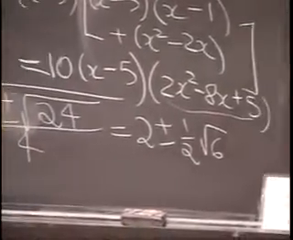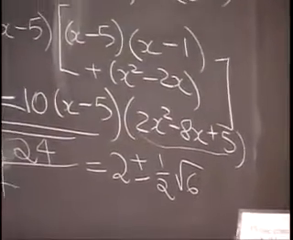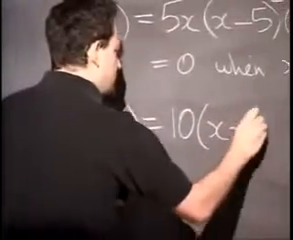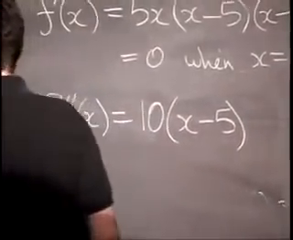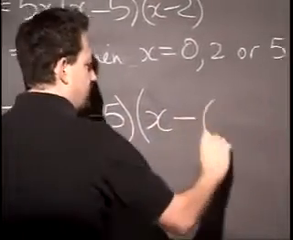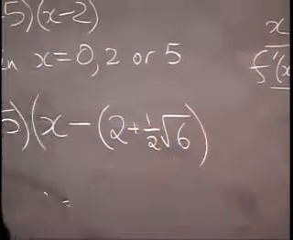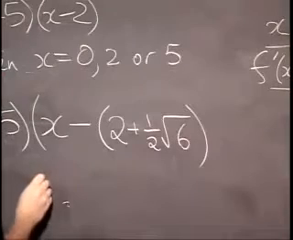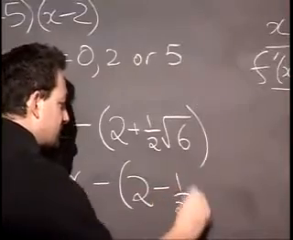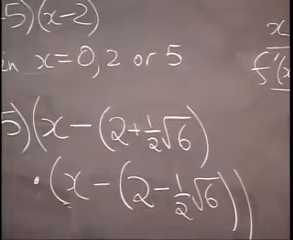Now does that agree with what I have computed earlier? Yes, miraculous but true. So I'm going to come over here and write this factored version. It's a bit of a mess. I get 10x minus 5 outside of 1 root is x minus 2 plus 1/2 root 6. And then another factor is x minus 2 minus 1/2 root 6. And that is the second derivative.